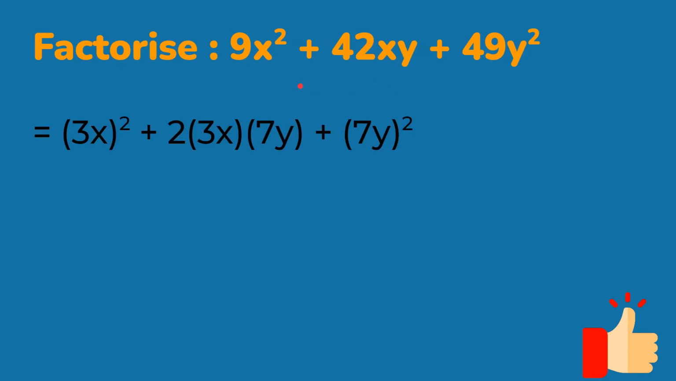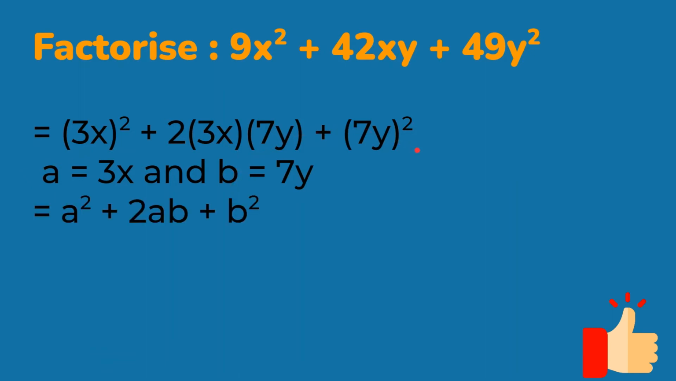Now let's for a second assume that a is equal to 3x and b is equal to 7y. This is a mere assumption. We will substitute the values of a and b in the equation, a here and b here and here. So we will get a squared plus 2ab plus b squared. But we have already seen that a squared plus 2ab plus b squared is nothing but (a plus b) whole squared. Now we'll replace the values of 3x and 7y. So we will get (3x plus 7y) whole squared, and this is our answer.